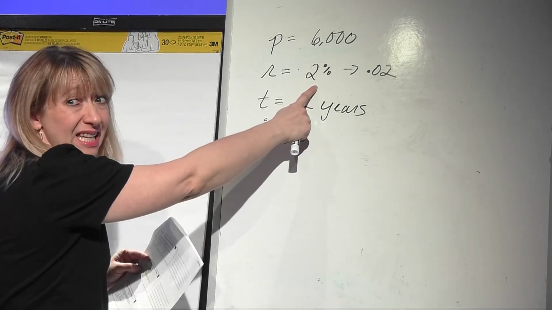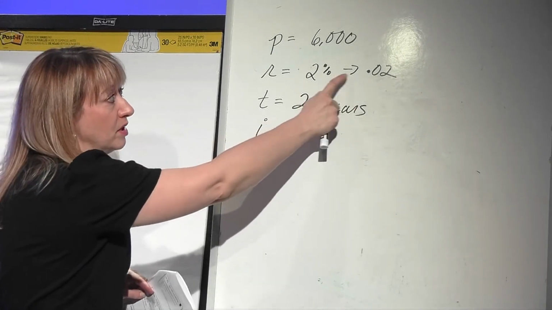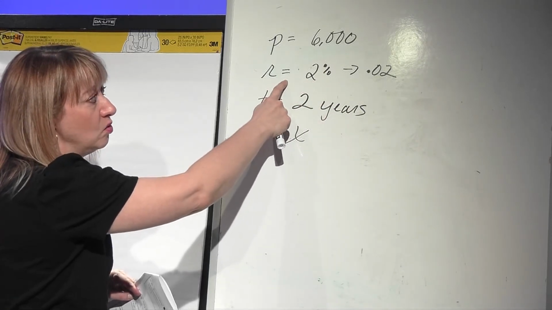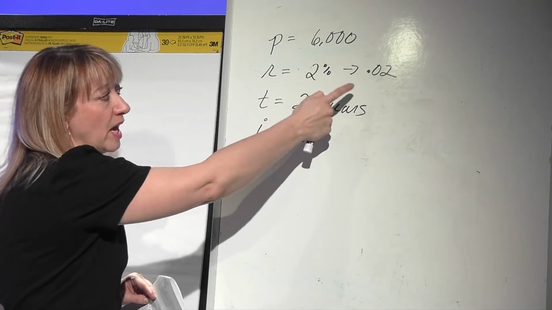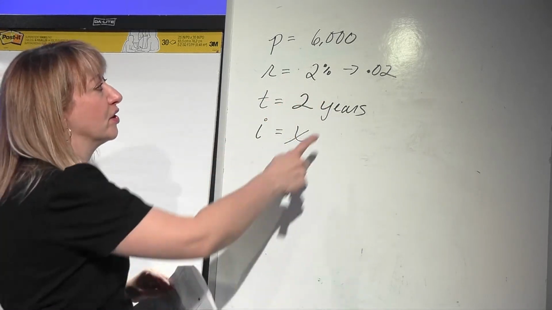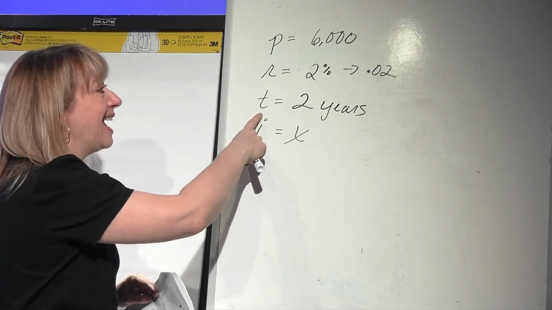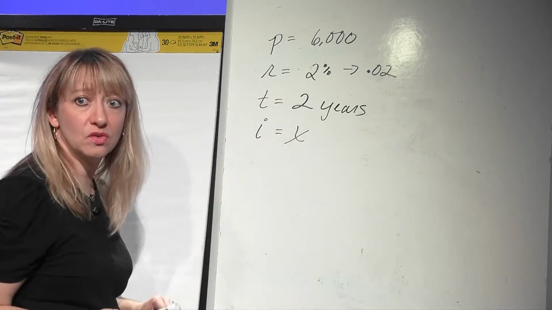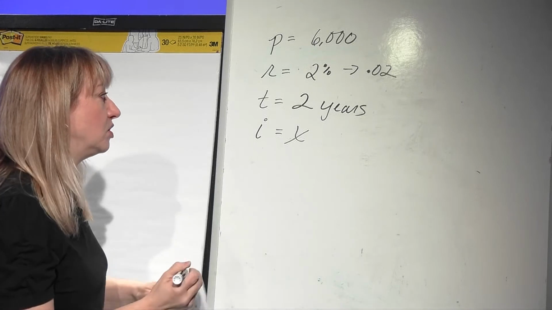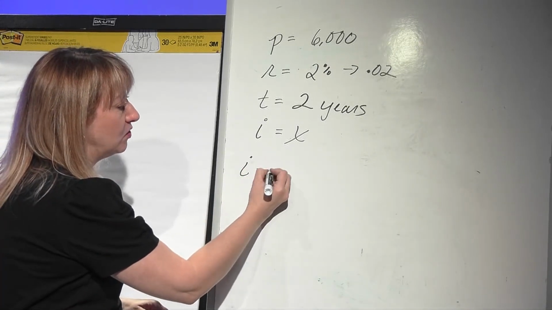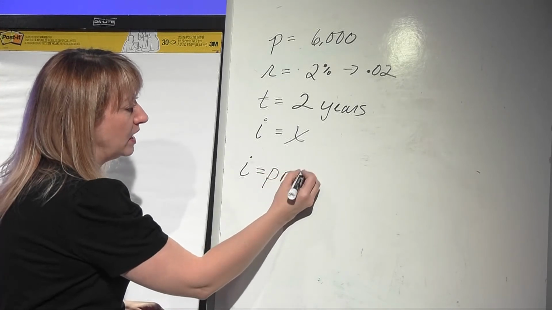But when we're plugging that in, we're going to use 0.02 because we want to go from percent to decimal, so that decimal point goes 2 to the left. So again, if you're using a basic calculator, you're going to plug in 0.02, not 2%. And time is 2 years, so you can simply use 2.